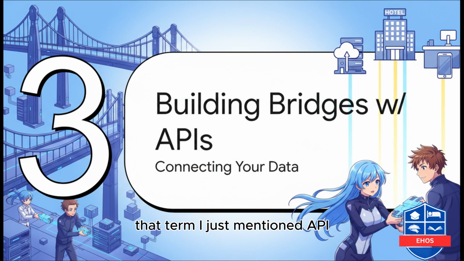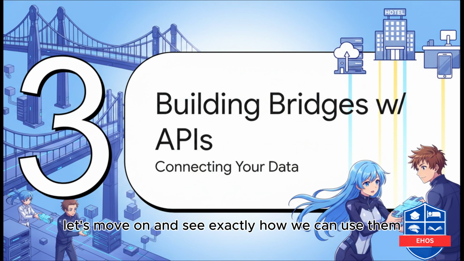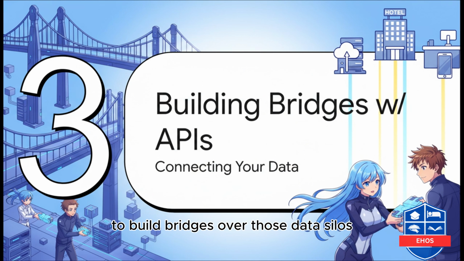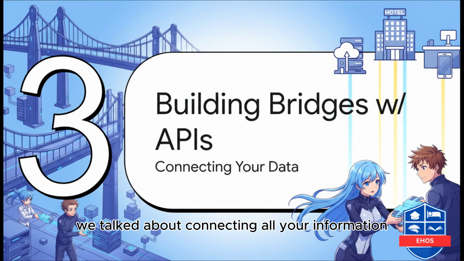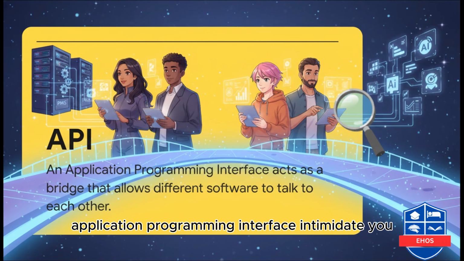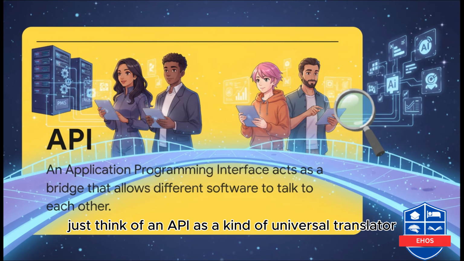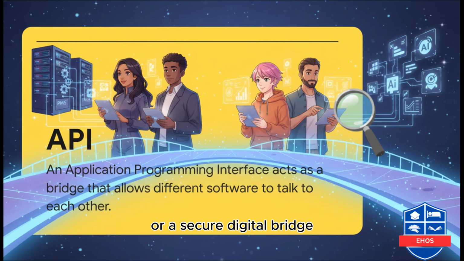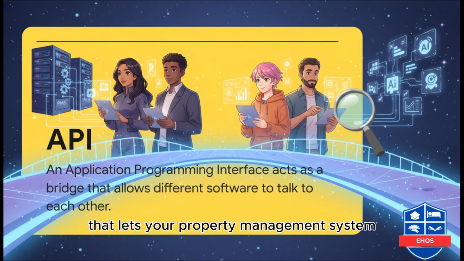That term I just mentioned, API, that is the absolute key. So let's move on and see exactly how we can use them to build bridges over those data silos we talked about, connecting all your information for truly intelligent action. Now, don't let the technical name Application Programming Interface intimidate you. Just think of an API as a kind of universal translator or a secure digital bridge. It's the little piece of software that lets your property management system talk to your new AI pricing tool or your CRM talk to your marketing platform, and it does it all automatically and instantly.